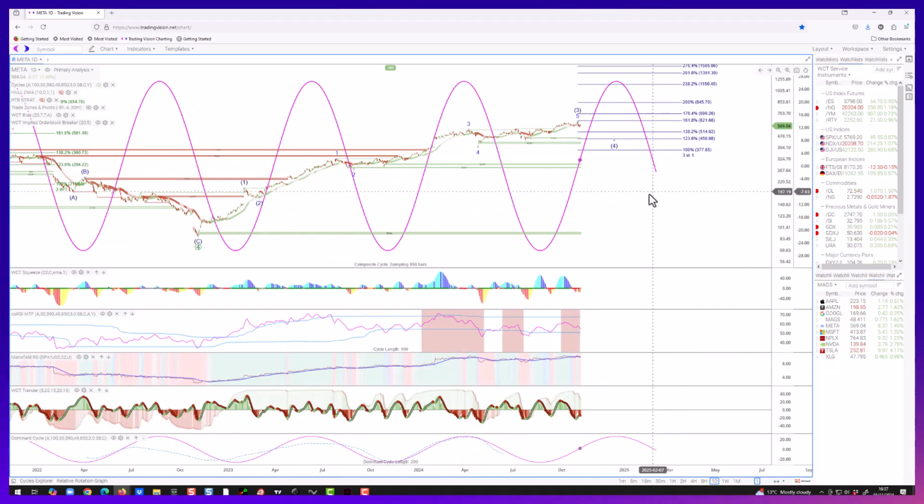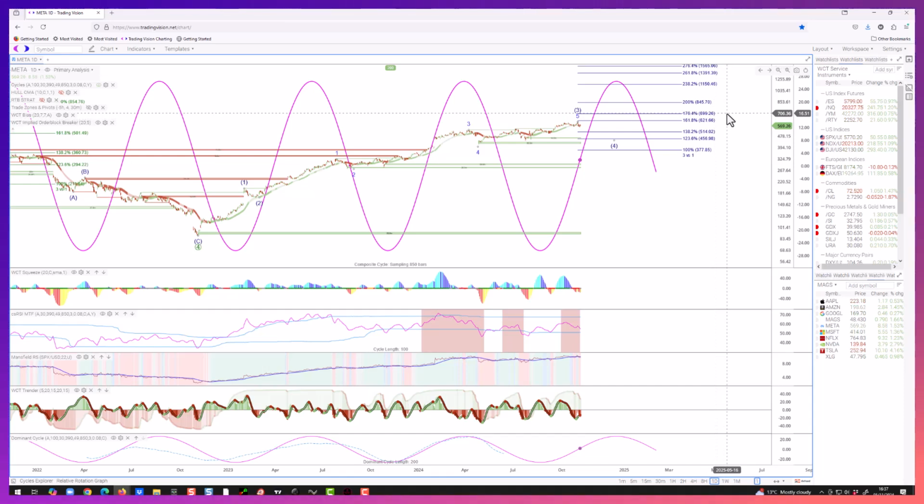In Meta, it's suggesting that we've still got further upside into, guess what, end of the year. 699 is the next fib up in Meta. So again, not quite done yet, not really indicating a pullback at this point in time in Meta. Doesn't rule it out because there's no harmonic on this that is identifiable. It's the straight 200-day cycle.